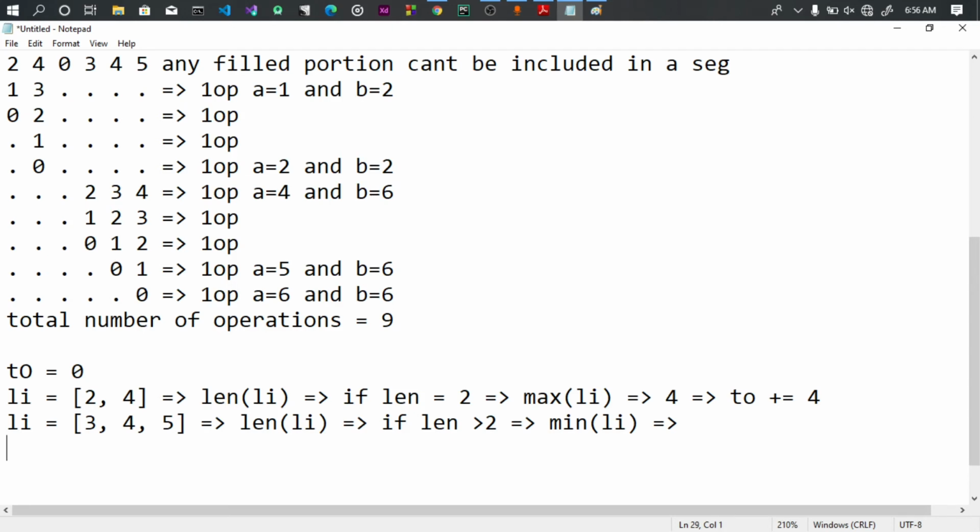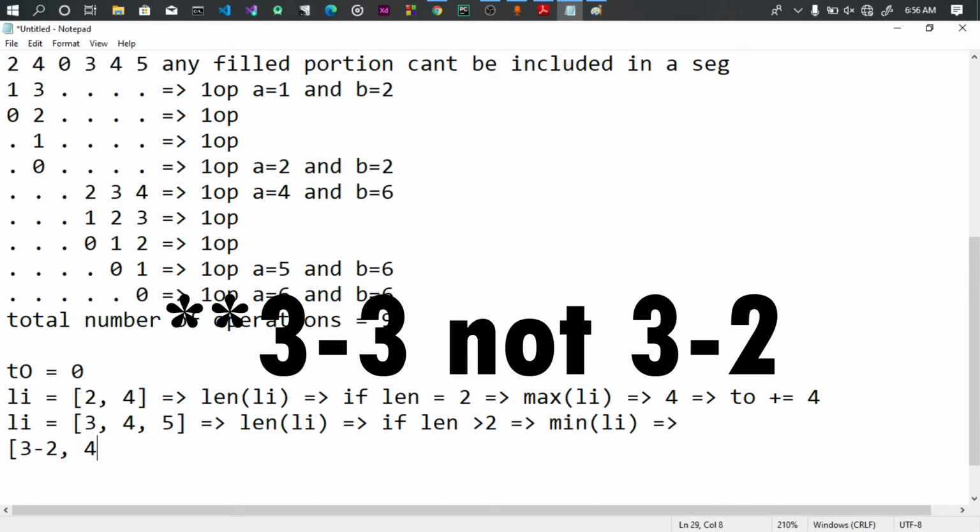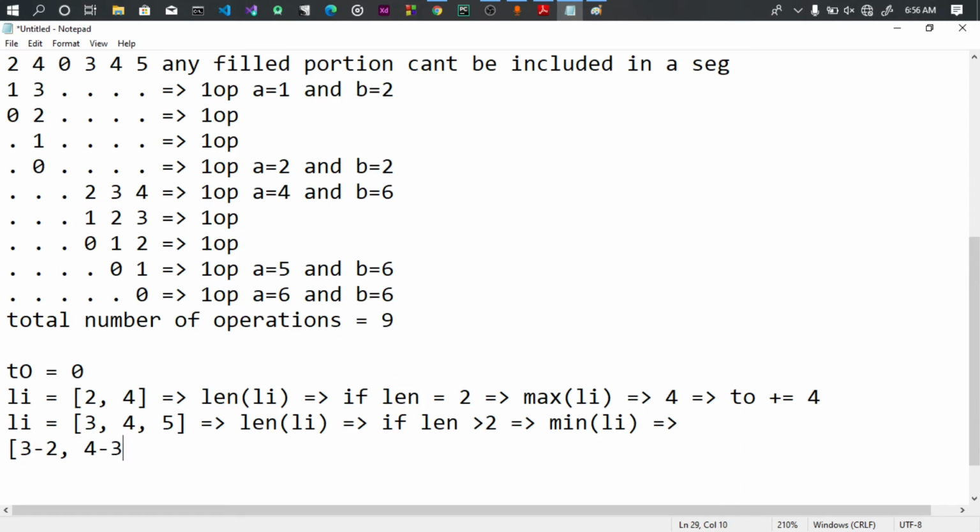So I'll go to the next line here. So I'll subtract each value by the minimum. So this will be 3 minus 3 and 4 minus 3 and 5 minus 3. And after we've done that, we'll get a new list which will look like this: 0, 1, 3, right? 0, 1, 2, sorry.